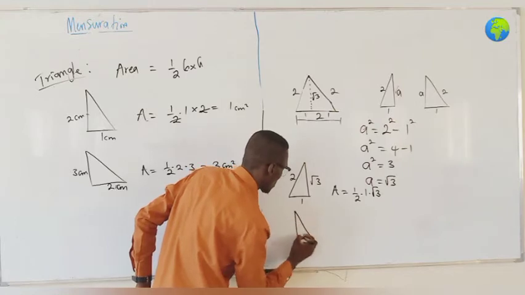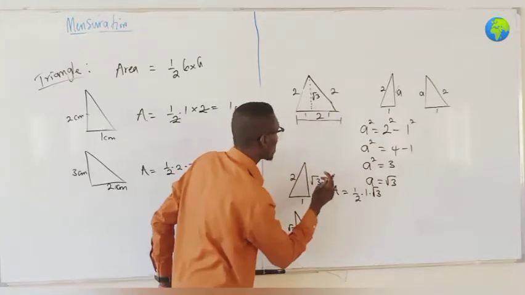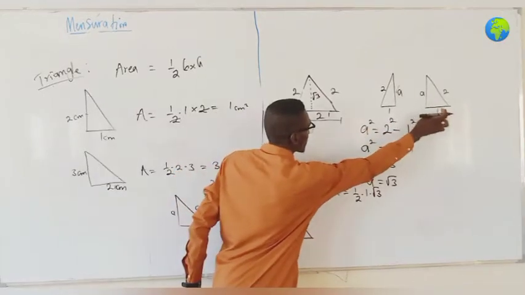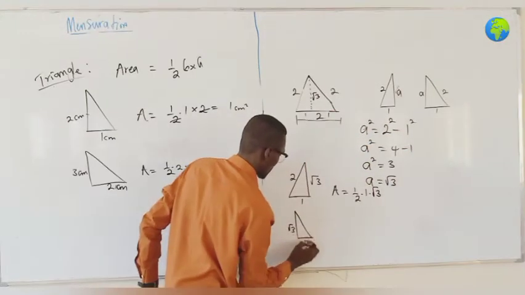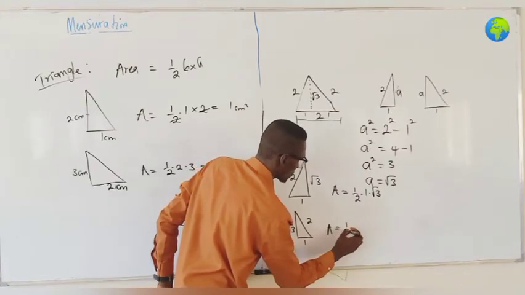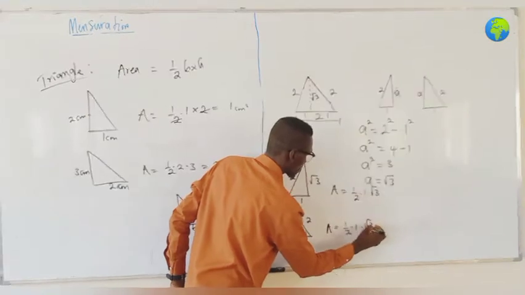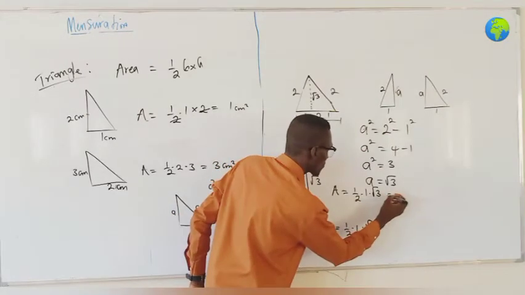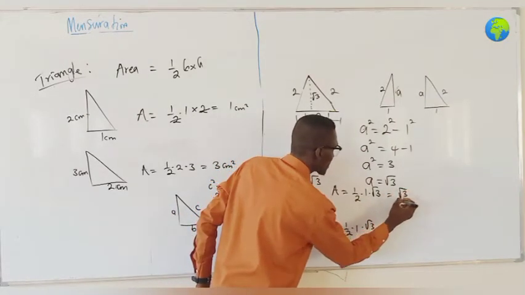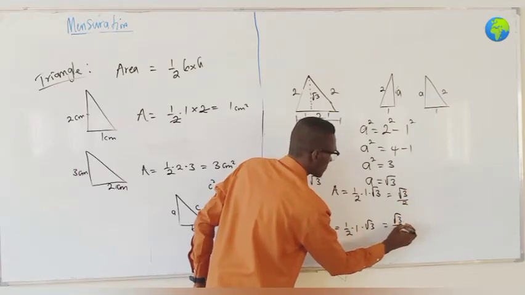Oh, let me just make it this way. This is going to be this side. We said this is square root of 3. This is 1. This is 2. Area of this one also is going to be 1 over 2. What is base? 1 times what is height? Square root of 3. So this one is equals square root of 3 over 2.